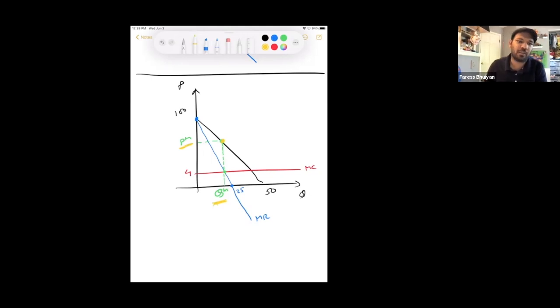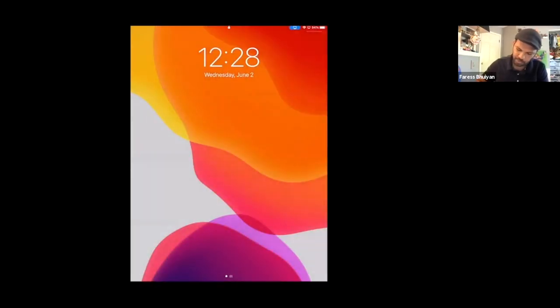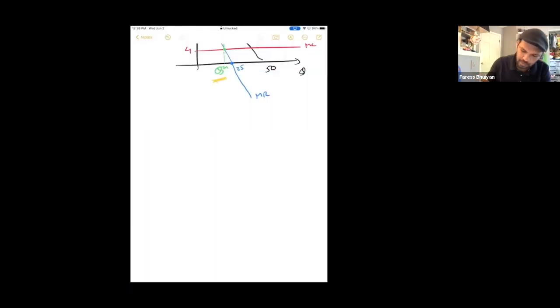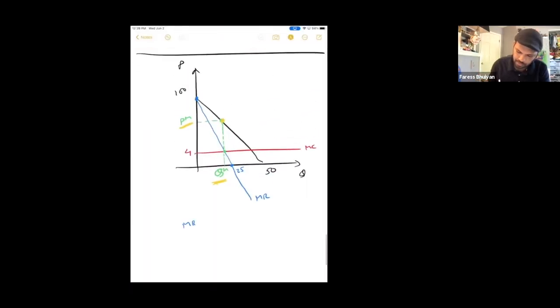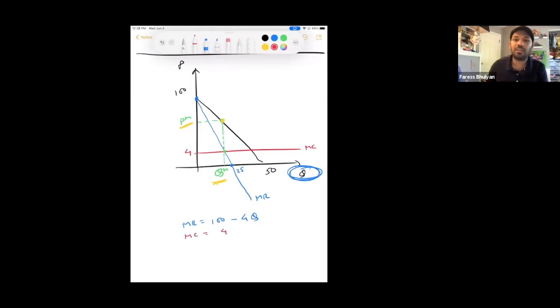So let's mathematically solve this problem. Mathematically, I would say my marginal revenue curve equation is marginal revenue equals 100 is the intercept minus the slope times Q. Marginal revenue is always in terms of Q. Every time you sell one extra unit, what's the extra money you bring in? It's a function of Q. So marginal revenue is that. And what is my marginal cost? Oh, I know that. Marginal cost is 4.